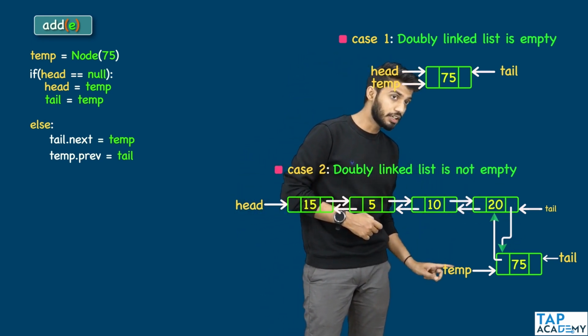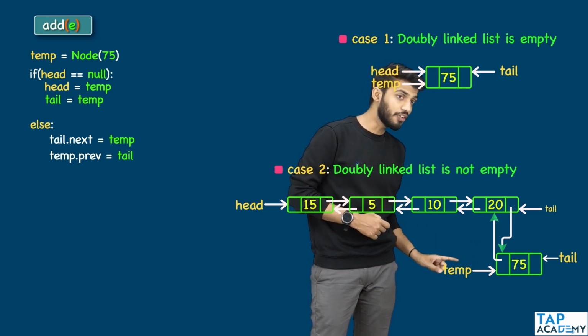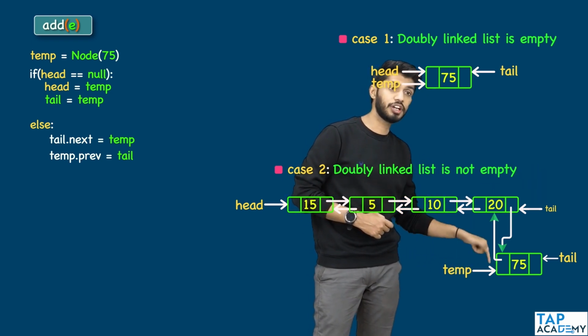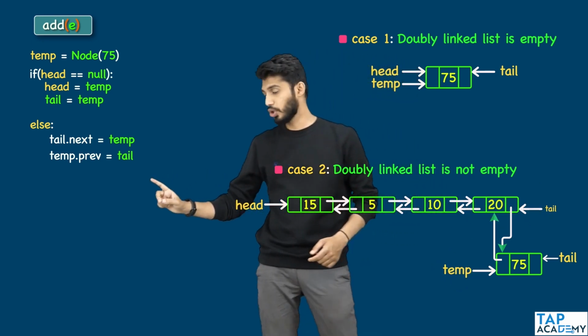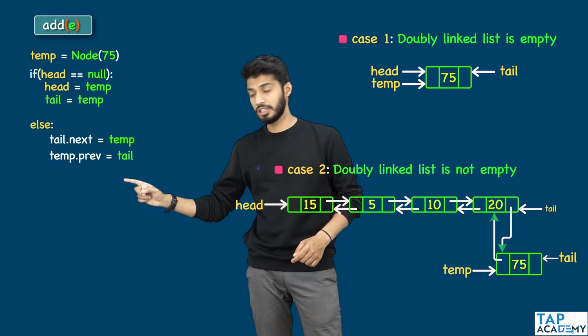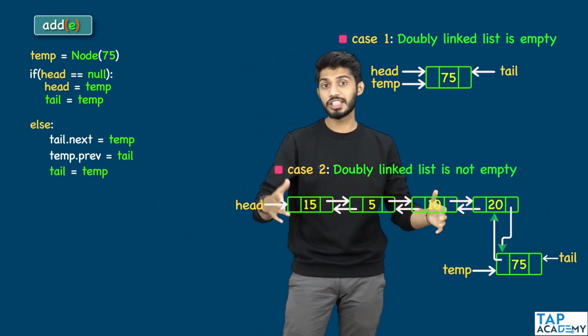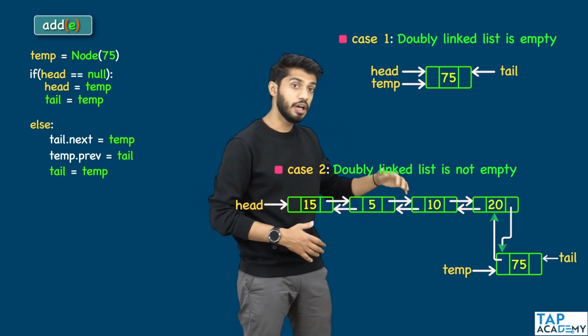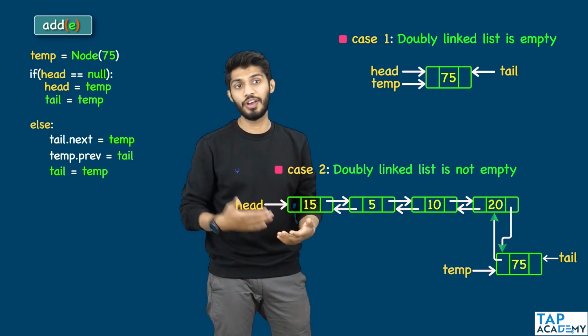How? Because temp is already referring to this. So all I have to do is whatever temp is referring to, make sure tail also refers to that. So whatever is there in temp, store it in tail, and that's what I'm doing over here. So basically, tail is equal to temp. So this is how I can write code for when there are already elements present in the doubly linked list, and when there is no element, we have already seen that.